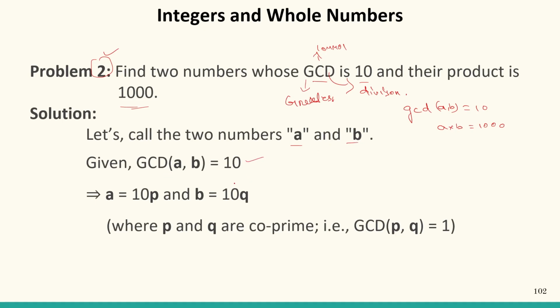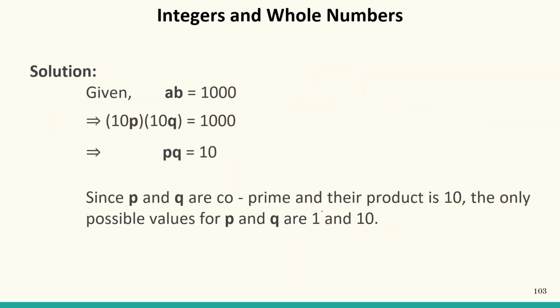A is equal to 10 into some P, and B is equal to 10 into some Q, since their GCD is 10. Since it is a common divisor, it divides both A and B, and P and Q are the quotients when divided by 10. So P and Q are co-prime, and GCD of P and Q is 1.